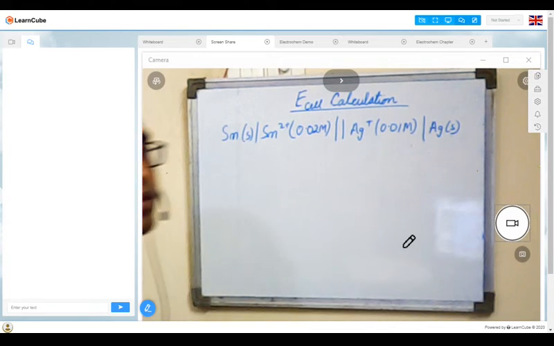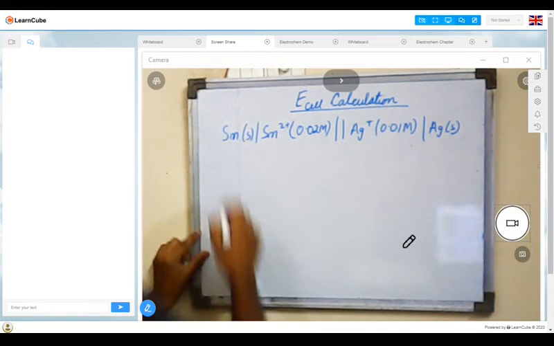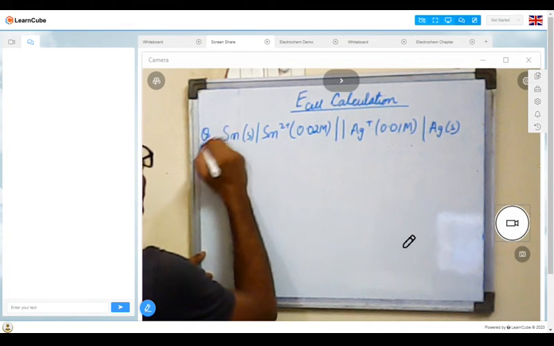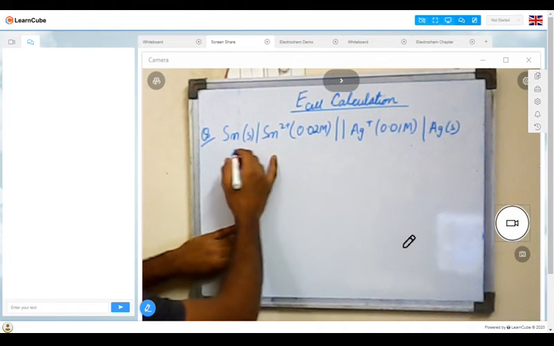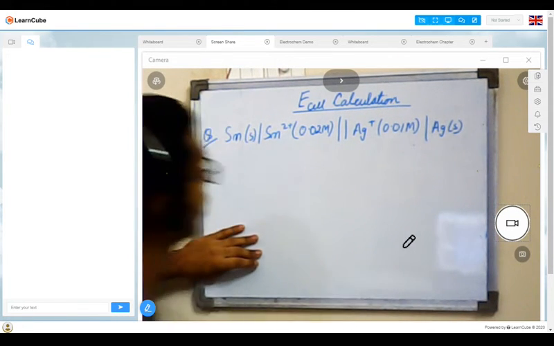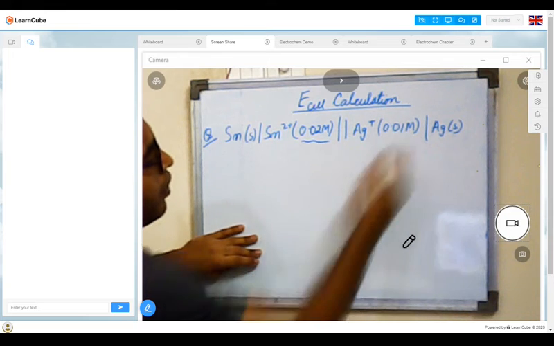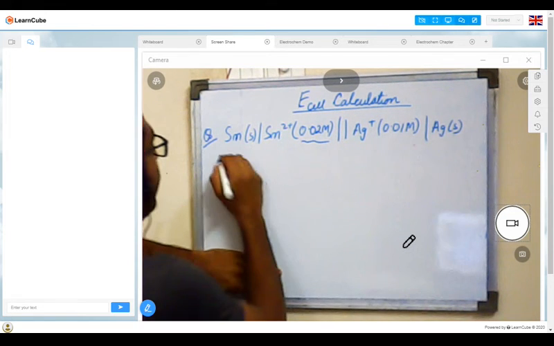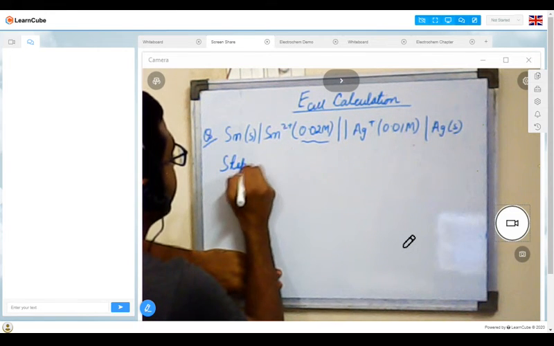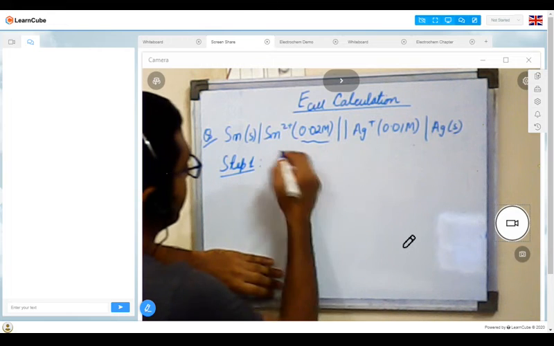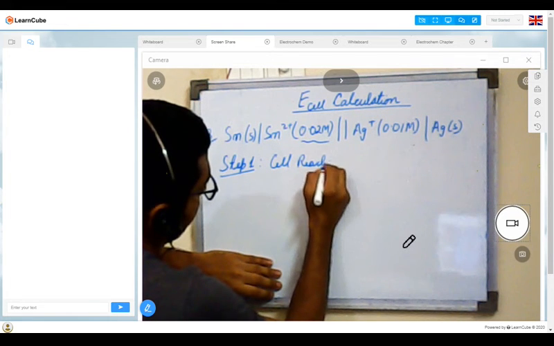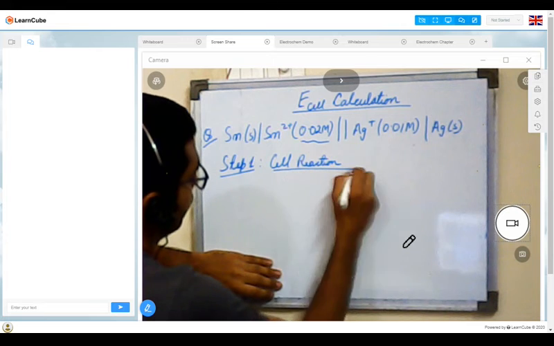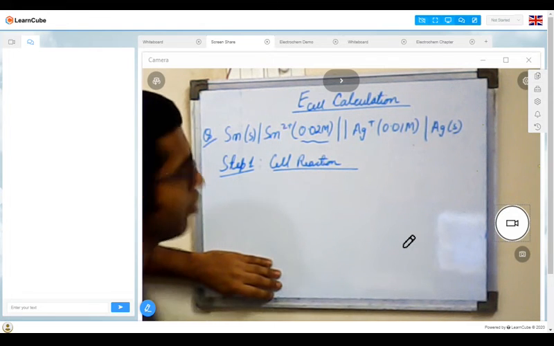So here I have come up with another problem to calculate the E cell. This is tin and this is silver, where concentrations are different. Now my first step will be to write the cell reaction. How to write the cell reaction is also very important.